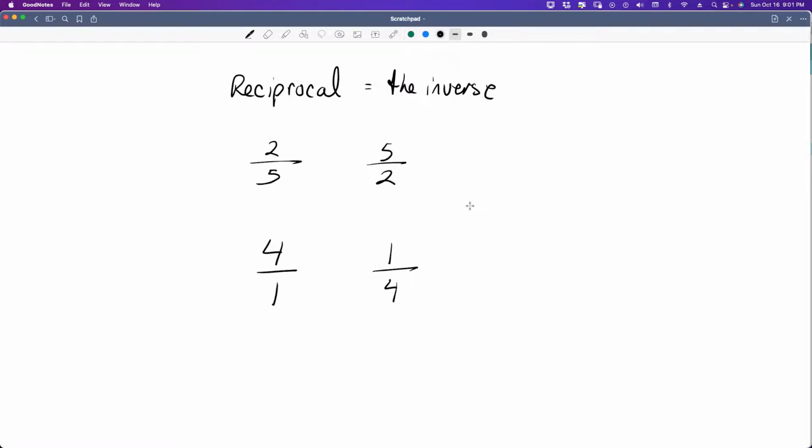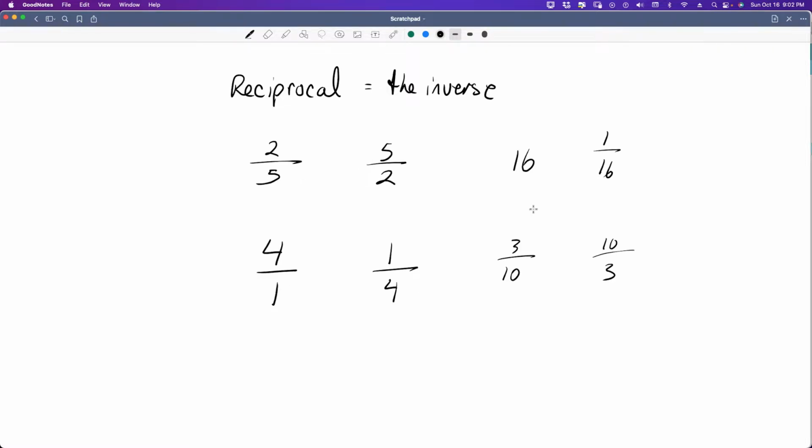So let's say we had 16. The reciprocal of 16 would be 1 over 16. And let's say we had 3/10. The reciprocal of 3/10 would be 10 over 3. Okay? So it's pretty straightforward, and it's very, very easy to understand what that means.